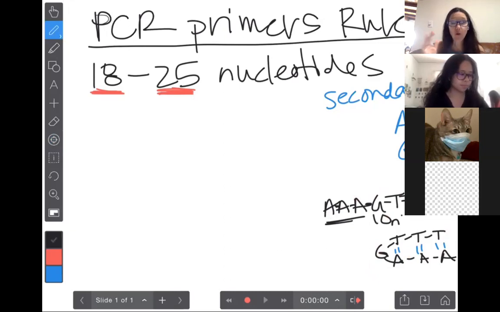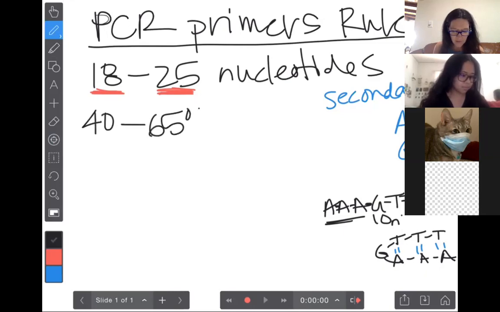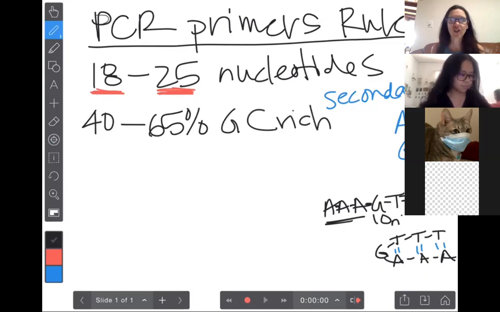So what else do we want if we're making 1 primer? We want it to be between 18 and 25 nucleotides. That's our goal. And then we want it to be between 40 and 65% GC rich. What do we mean by GC rich? That just means the number of G's and C's in that string of nucleotides.